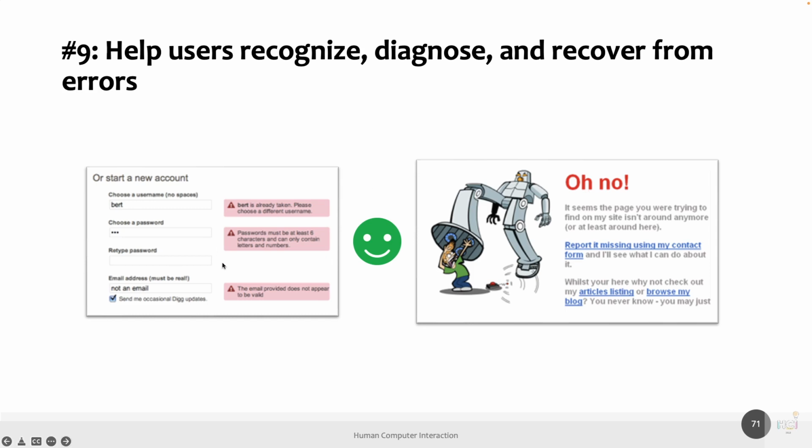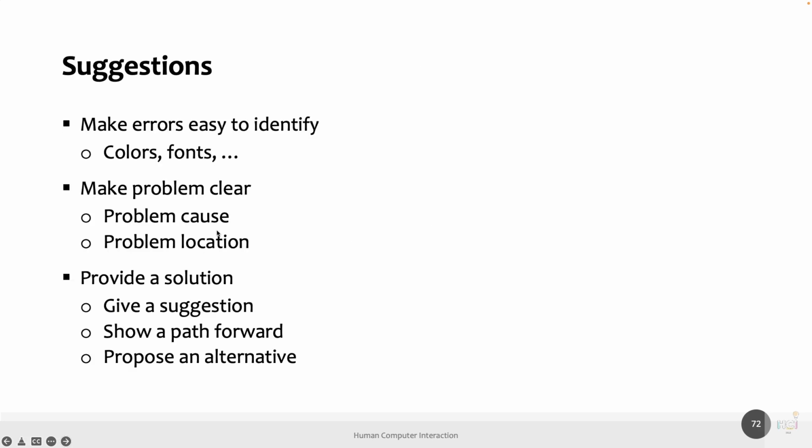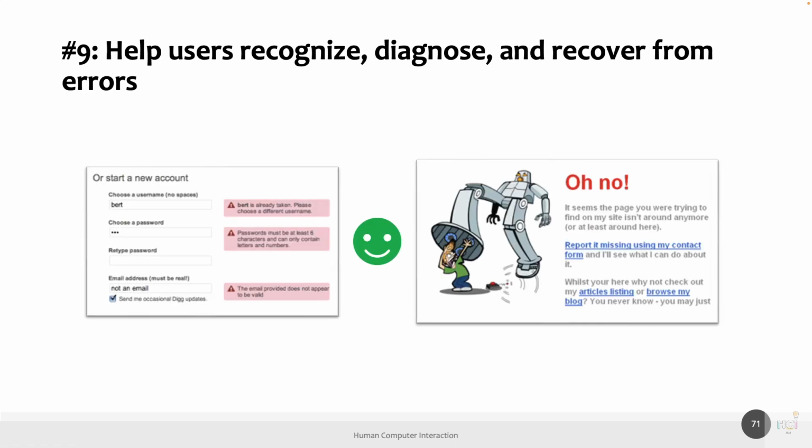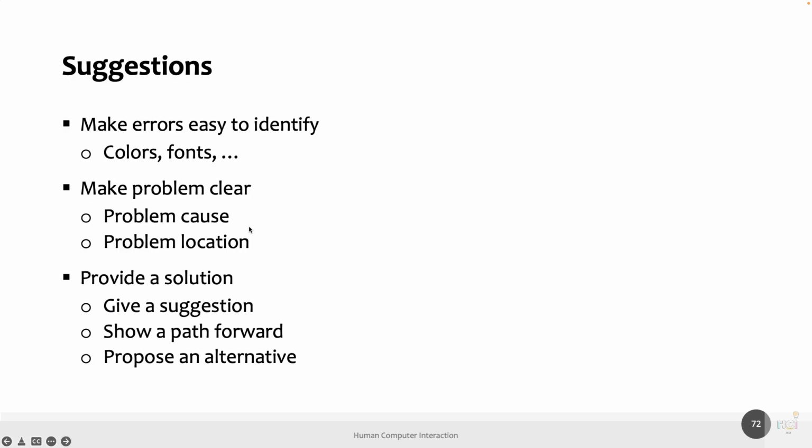And here instead, it's a good example of error messages in a form. Each error is clearly linked to a specific input field. It's probably real-time feedback, so it's probably well designed. So errors should be easy to identify. Also with respect to colors and fonts, here we instantly know that there is something wrong in our form. We should highlight the cause of the problem and also the location, and possibly provide a suggestion to recover from the error.